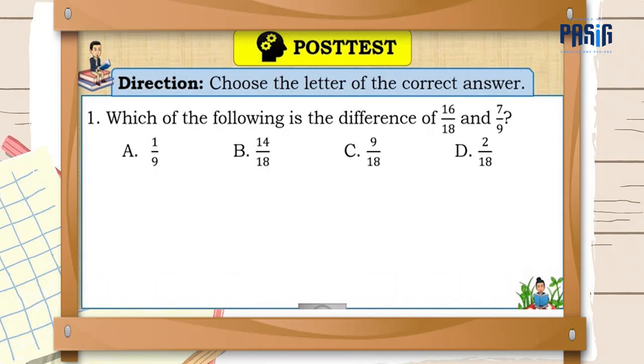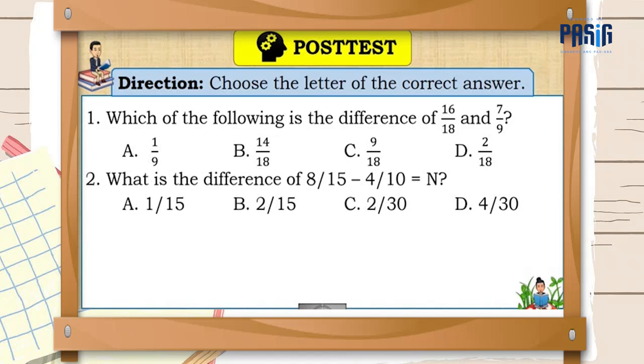Number 1. Which of the following is the difference of 16/18 and 7/9? A. 1/9, B. 14/18, C. 9/18, or D. 2/18. 2. What is the difference of 8/15 minus 4/10 equals N? A. 1/15, B. 2/15, C. 2/38, D. 4/38.